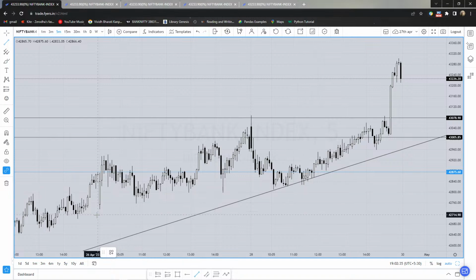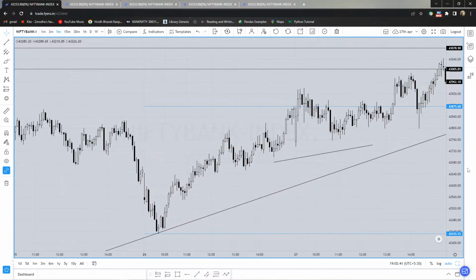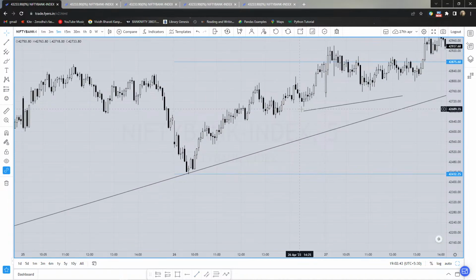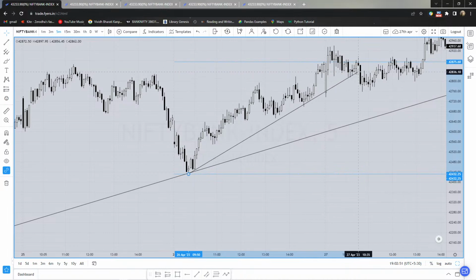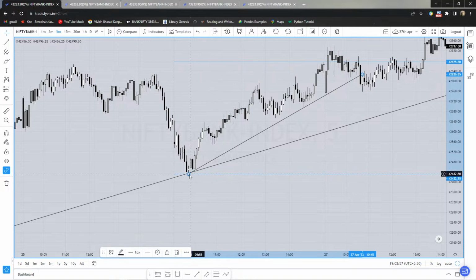28th. We are marking on 26th, not 27th, because 27th has not happened yet. So we'll see what was going on. Was this trend line this way, or I guess this way?